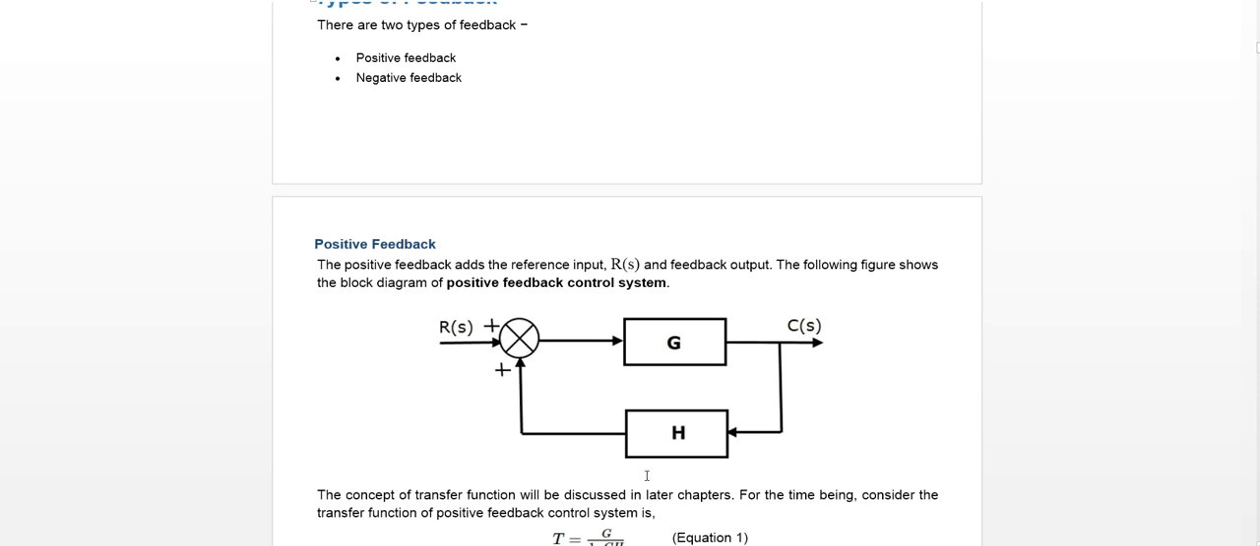As you can see here, we have a closed loop control system. In this case, we have a positive feedback, meaning the signal from the output going back to the input is positive. So we have here a positive sign. The positive feedback adds the reference input R(s) and the feedback output. The following figure shows a block diagram of the positive feedback control system. The feedback here is added back to the input with a plus sign. So that's a positive feedback.